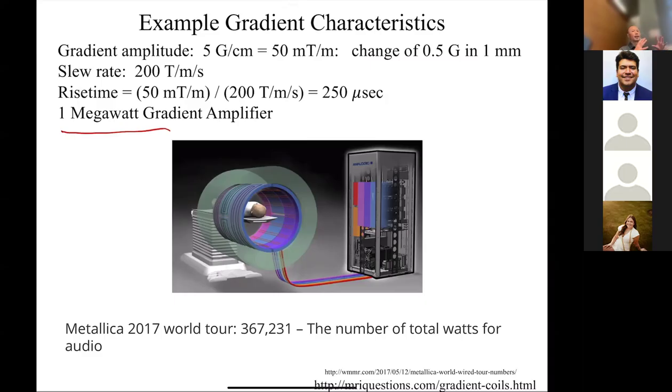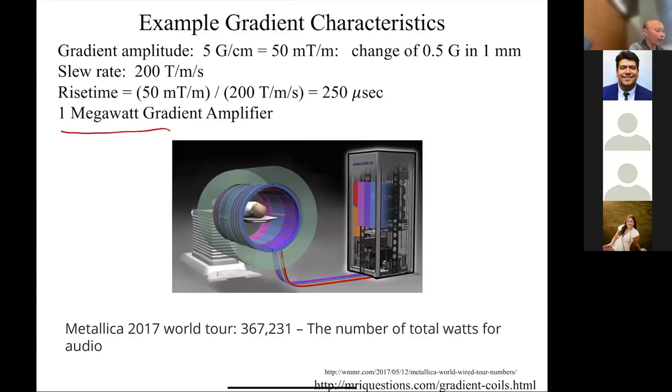Not all of it's going to get to the sound, but just for comparison, I'm not really sure where I got the stat, but Metallica, does anyone know who Metallica is? Like a heavy rock band. Yeah, so it's a rock band. For their 2017 world tour, they had 367,000 watts of energy for their system. So basically, you could bring an MRI system to a stadium tour and have it play sounds. It's going to be that loud.